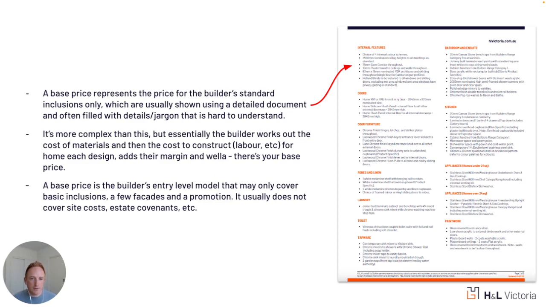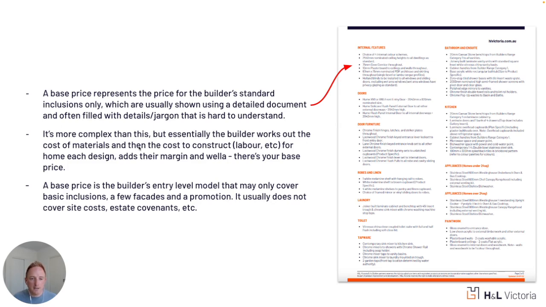Essentially, a base price represents the price for the builder's standard inclusions only. They're usually presented on the right-hand side, where you'll see this detailed document, otherwise known as an inclusions document or specification document, because in most cases they specify the details, using a fair bit of jargon, of what you get. So when you buy that house, these are the inclusions you get, and therefore here's the base price that house will cost.